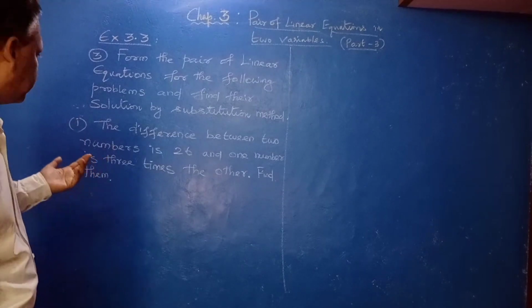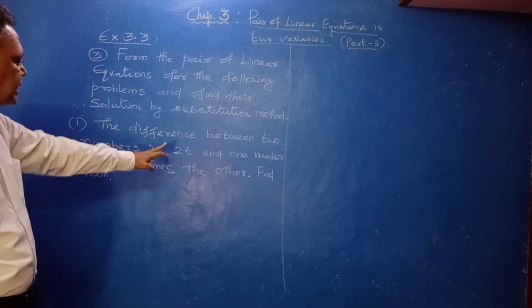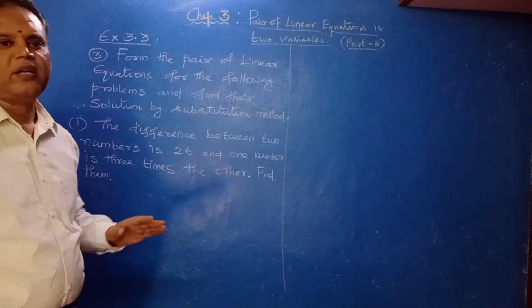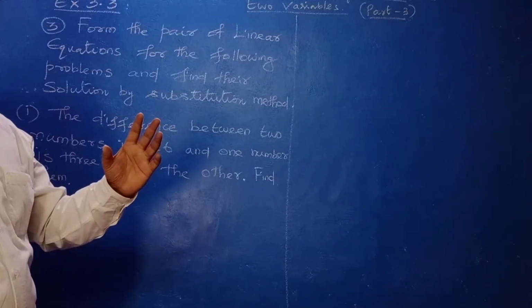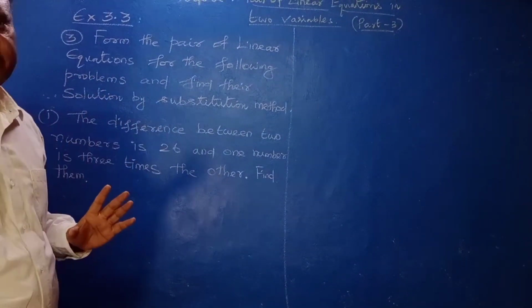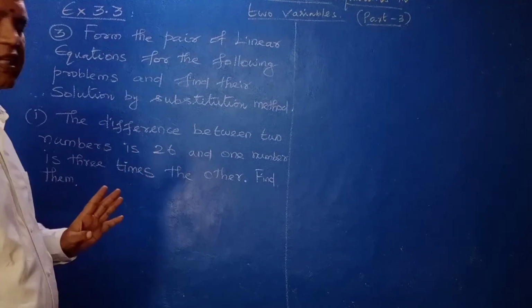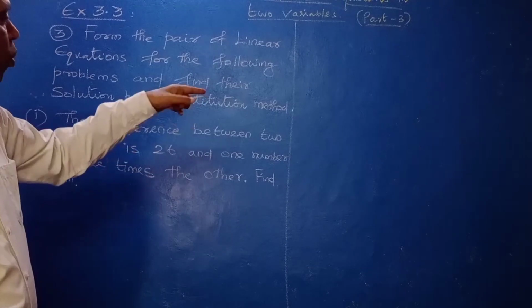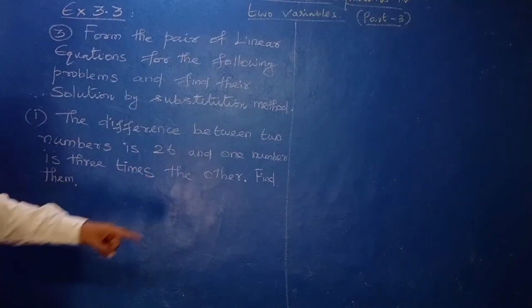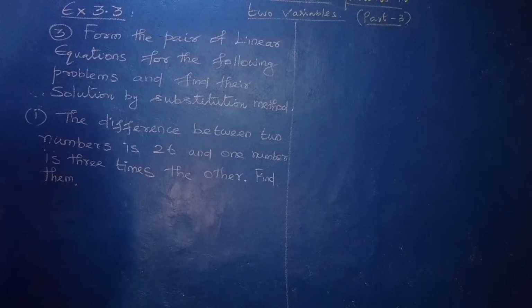Read the statement. The difference between two numbers is 26. Difference means what? Highest number minus lowest number. That is the difference. And one more condition also given. One number is 3 times the other. Find them. So how to find out?